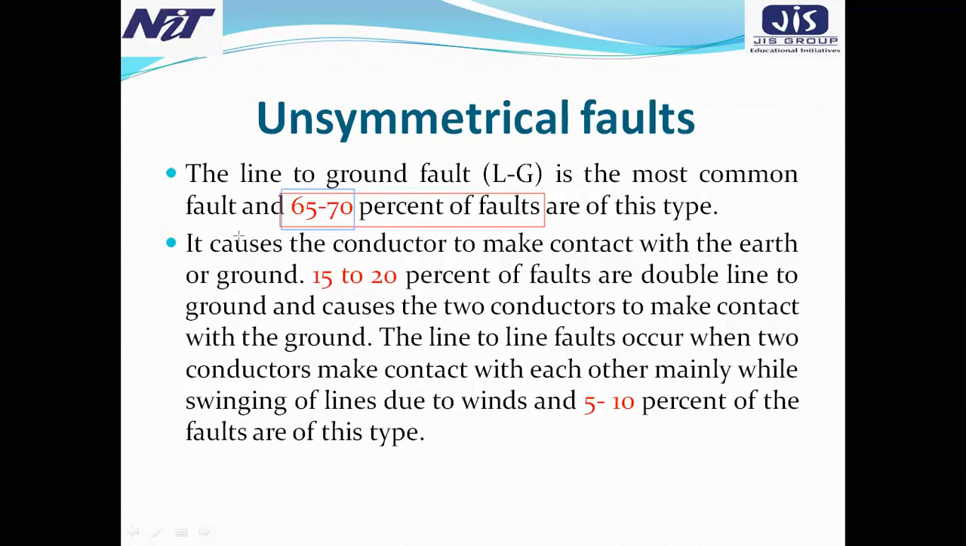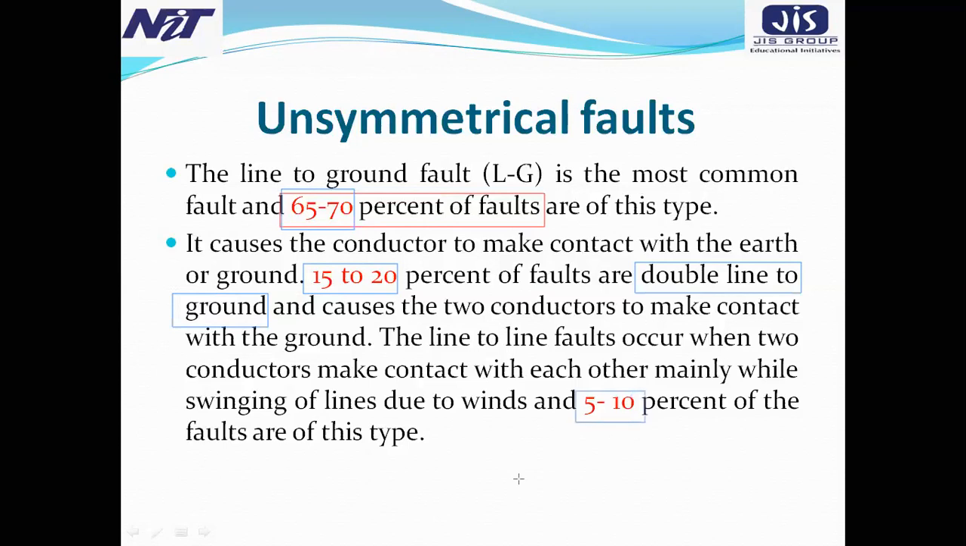Next, it causes the conductor to make contact with the earth or ground. So 15 to 20% of faults are double line to ground faults. Only 15 to 20% of faults are double line to ground faults. So first position is held by the line to ground fault. Next, second position is held by the double line to ground fault. So obviously third position, and the range is from 5 to 10%.